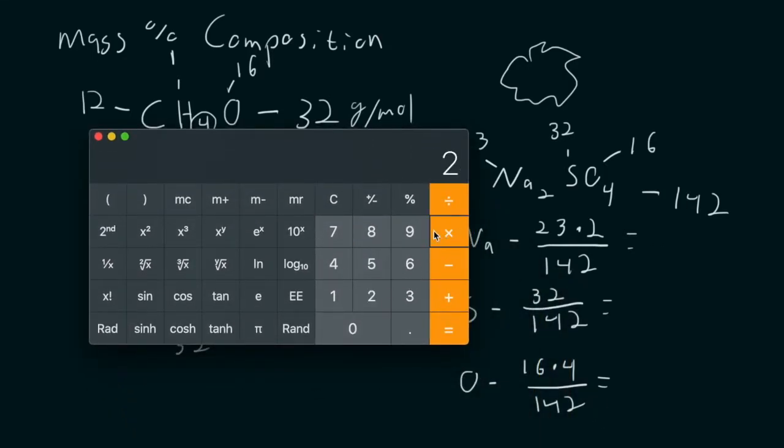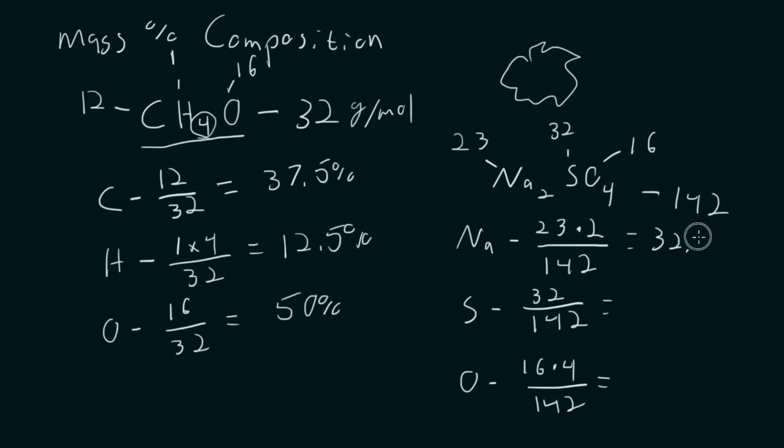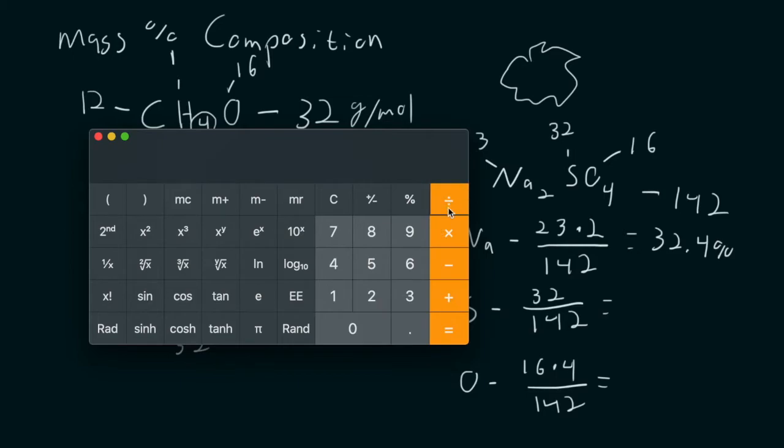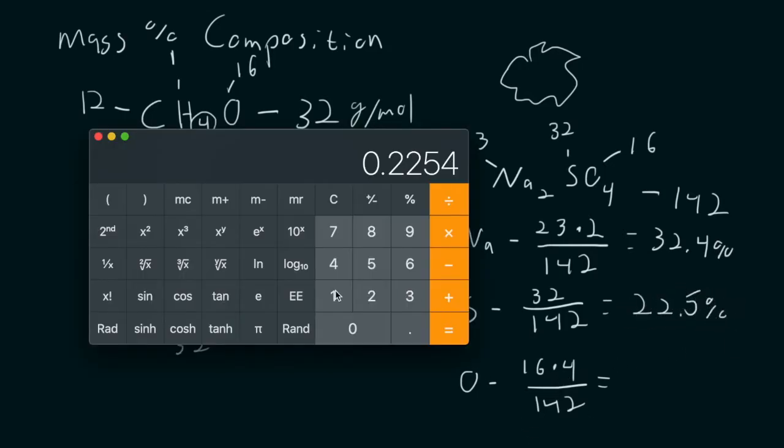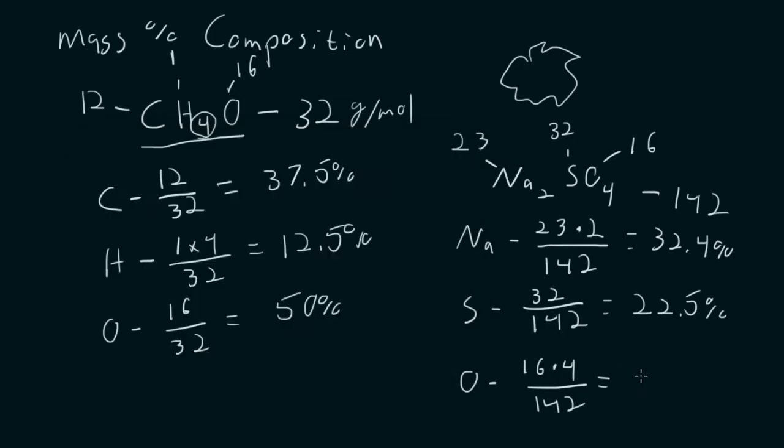23 times 2 divided by 142 gives me 32.4%. And sulfur is going to be 32 divided by 142. It's going to give me 22.5%. Then oxygen is going to be 16 times 4 divided by 142. That gives me 45%. So we've got all of our percentages here.